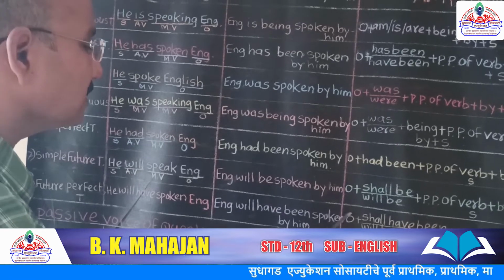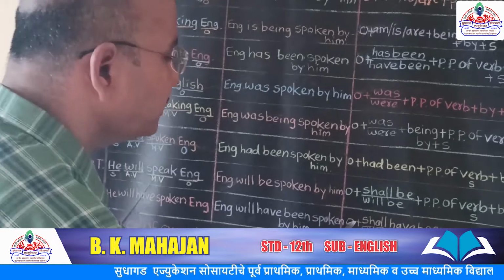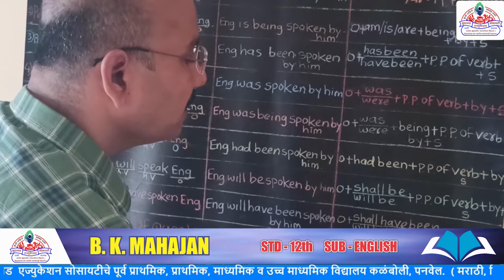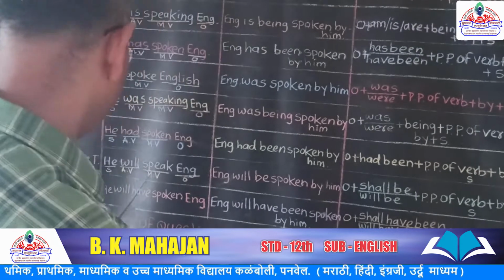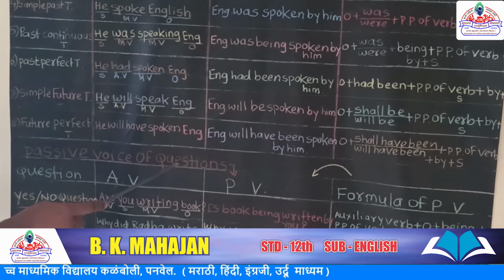This sentence of active voice is converted into passive voice with the help of this formula. Object plus shall have been or will have been plus past participle of verb plus by plus subject. Let's see the passive voice of questions.